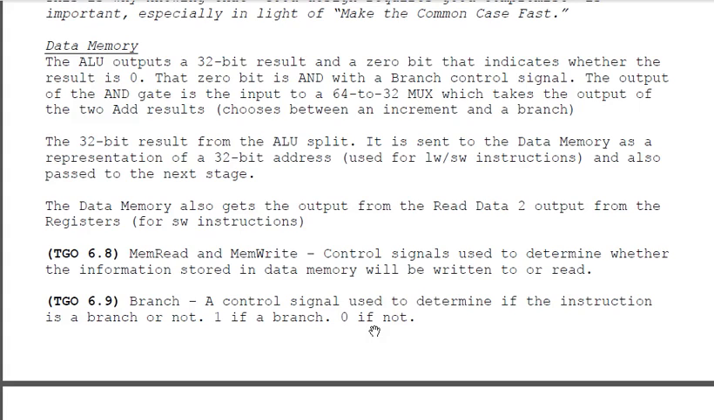So, but here's the thing, they're conditional, right? So we have branch if equal, right? So we're generating a branch control signal saying we should branch. But we don't want to branch every single time, right? We only want to branch if equal, correct? So if I want to branch and I need to know the condition, how would I take that value and determine whether or not I want to branch?